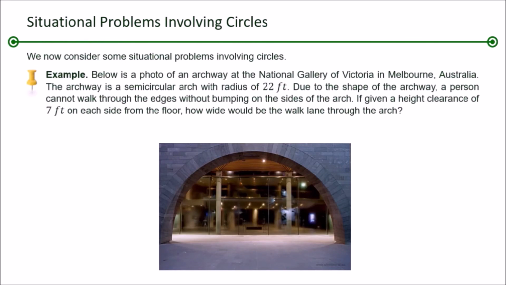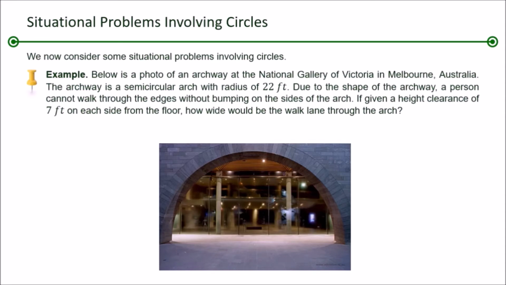Situational problems involving circles. We now consider some situational problems involving circles. Example. Below is a photo of an archway at the National Gallery of Victoria in Melbourne, Australia. The archway is a semicircular arch with a radius of 22 feet. Due to the shape of the archway, a person cannot walk through the edges without bumping on the sides of the arch. If given a height clearance of 7 feet on each side from the floor, how wide would be the walk lane through the arch?